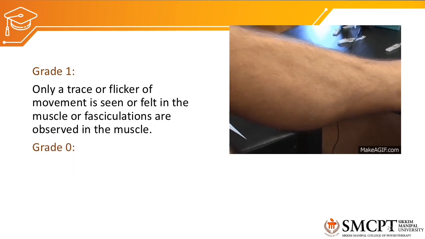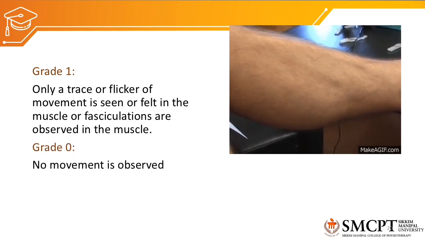And grade 0 means there is no movement at all. There is no flicker of movement observed. There is nothing. It is totally paralyzed. So that would be graded as grade 0 muscle strength.